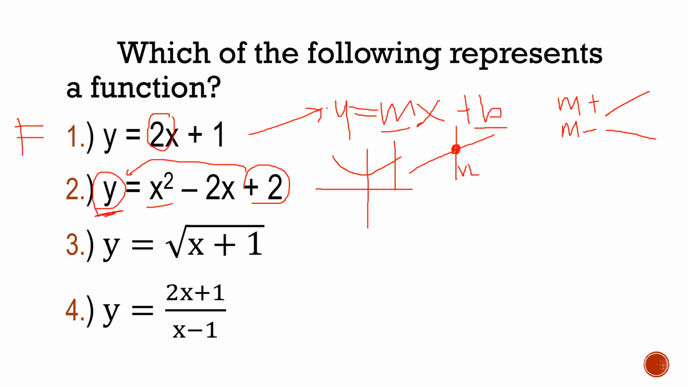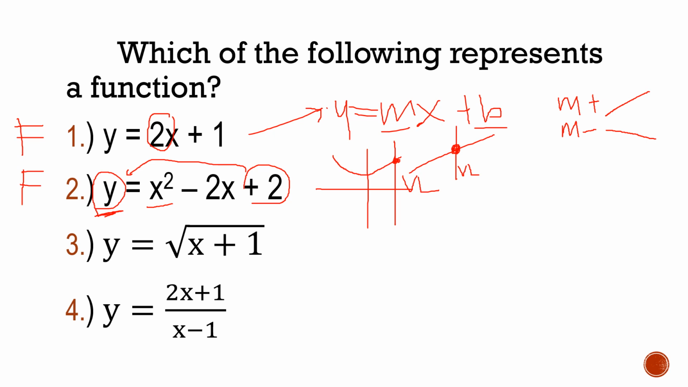If we apply your vertical line here, there is only one point of intersection between your vertical line and your parabola that opens upward. So meaning to say, number 2 represents a function.